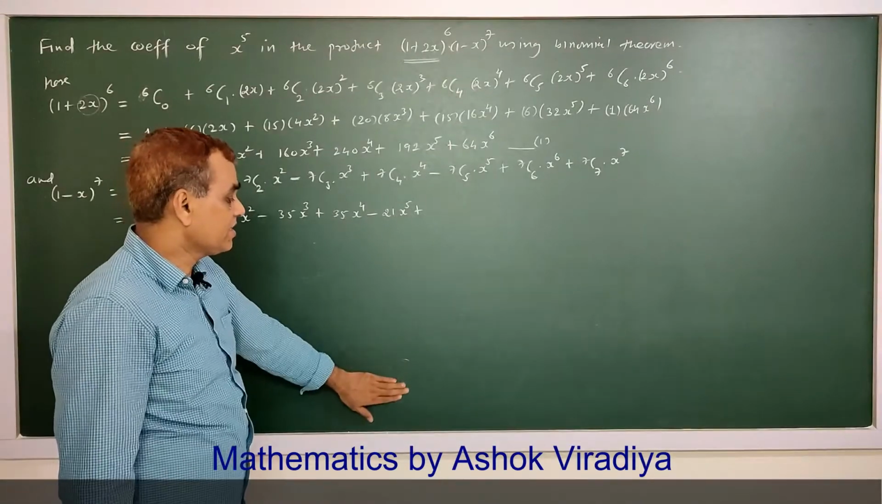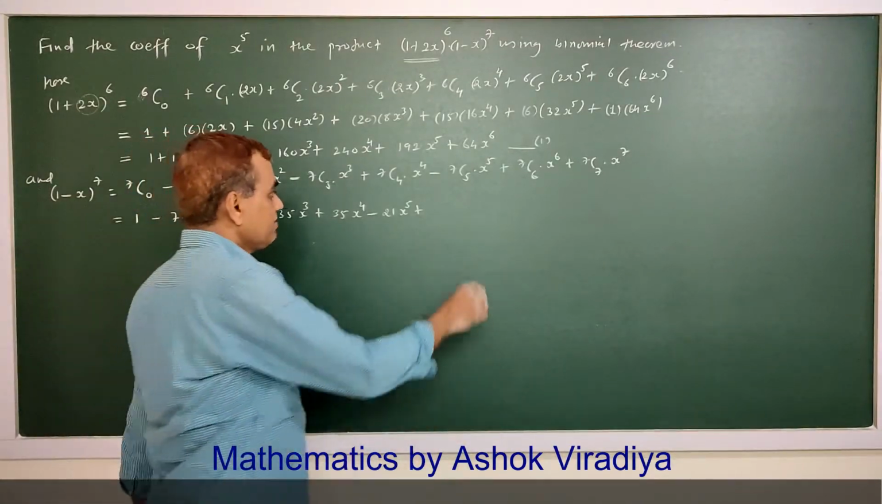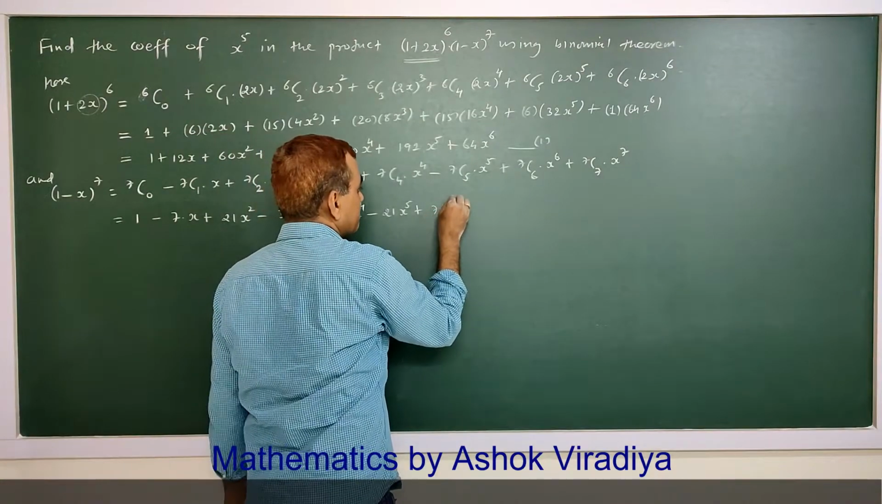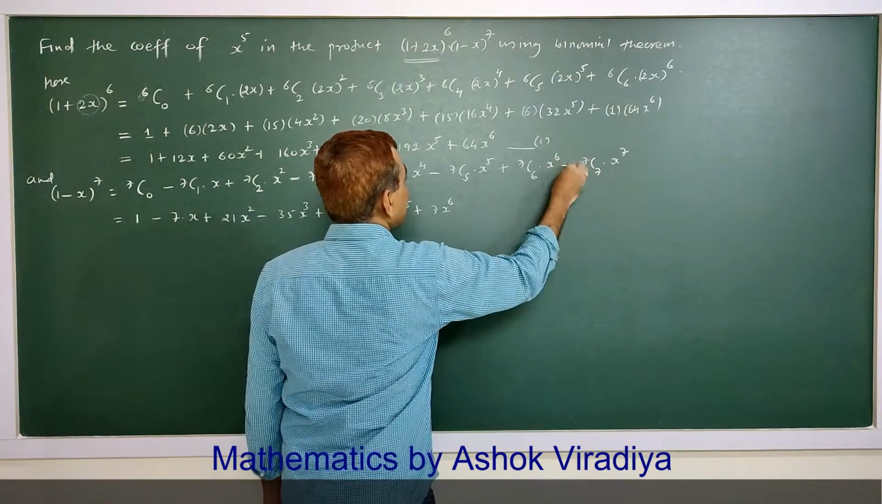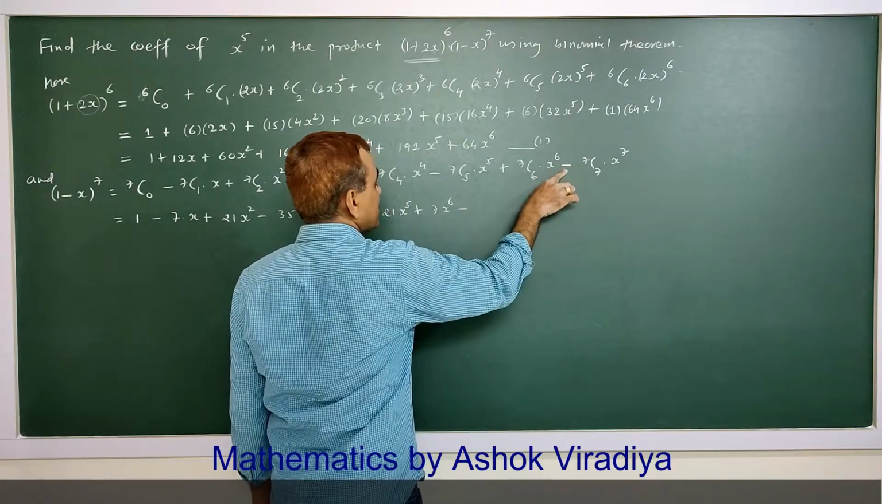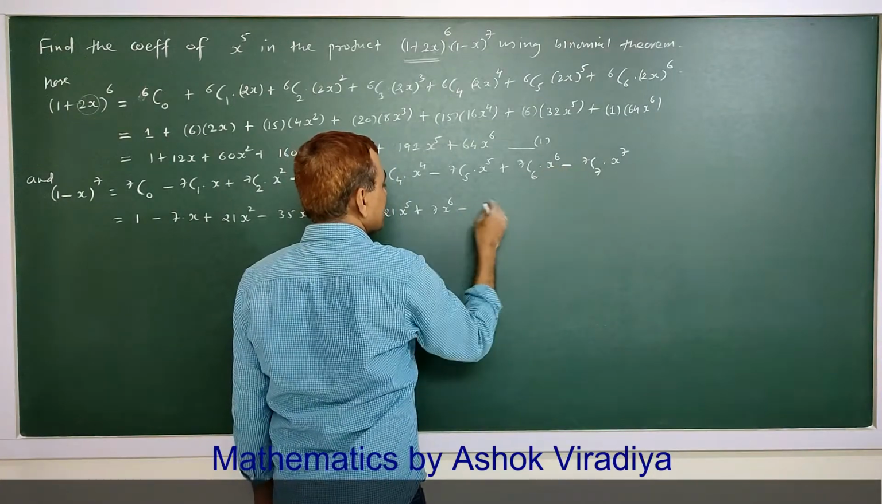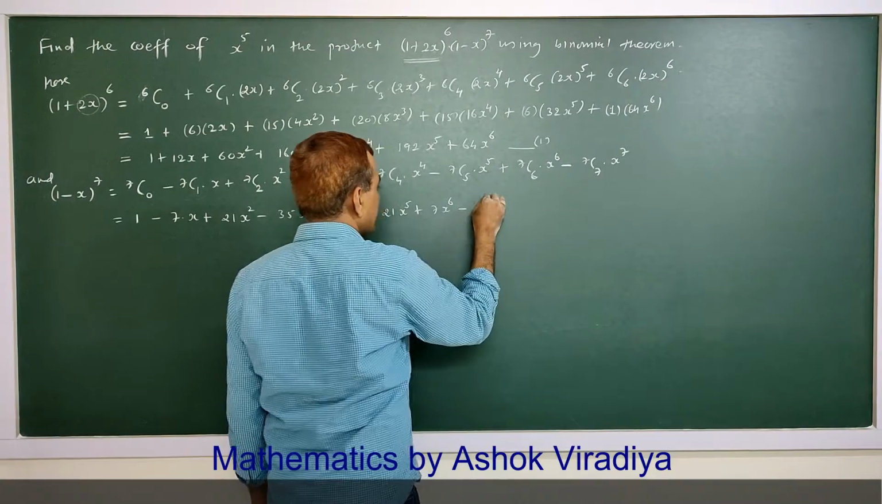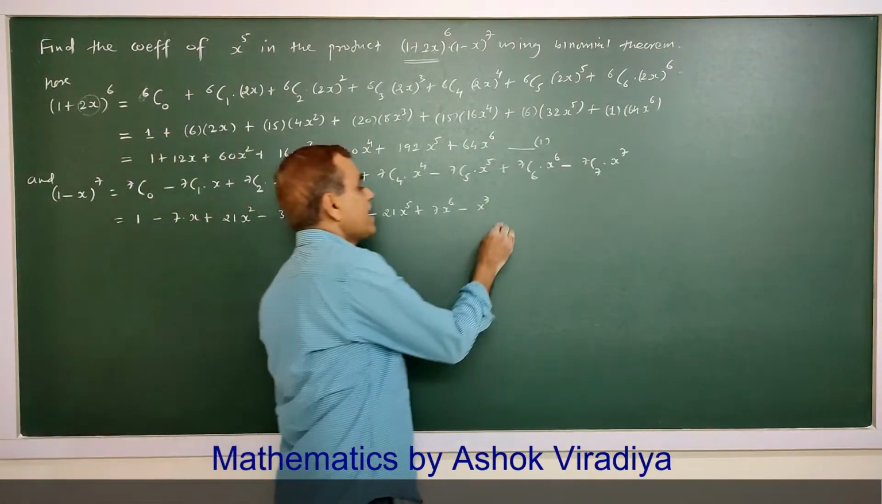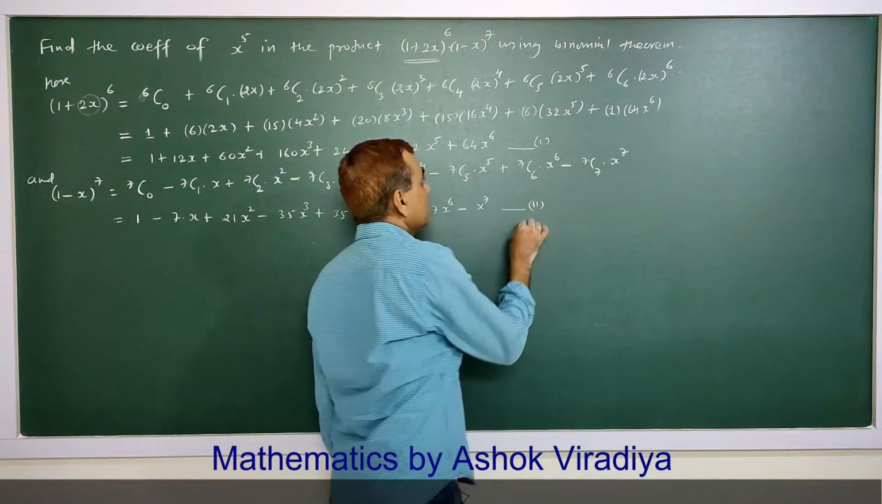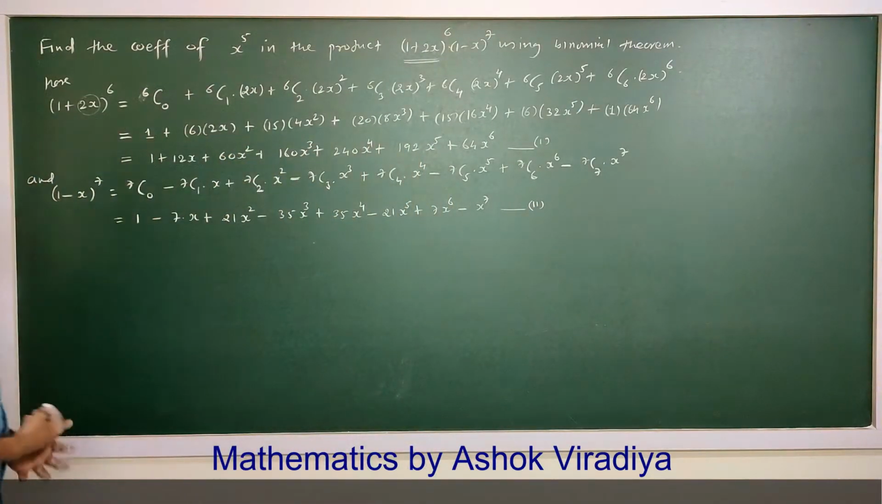7C6 is 7C1. 7C1 is 7. And here there will be a minus sign. Minus 7C7 is 1 into x raised to 7. So this is the expansion for (1 - x) raised to 7.